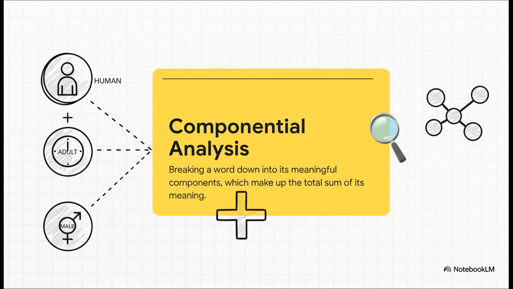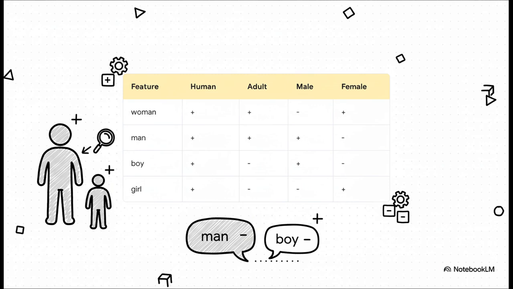For instance, you could break down the word man into three core components: plus human, plus adult, and plus male. Now, what's really interesting is when you lay it out in a table like this, we can use a simple binary system, a plus or a minus, to map out the core differences between related words. Just look at the rows for man and boy. The only thing separating them is that one feature for adult. You flip that plus to a minus and boom, you've got a completely different word. It's a really logical way to pinpoint the essential pieces of meaning.